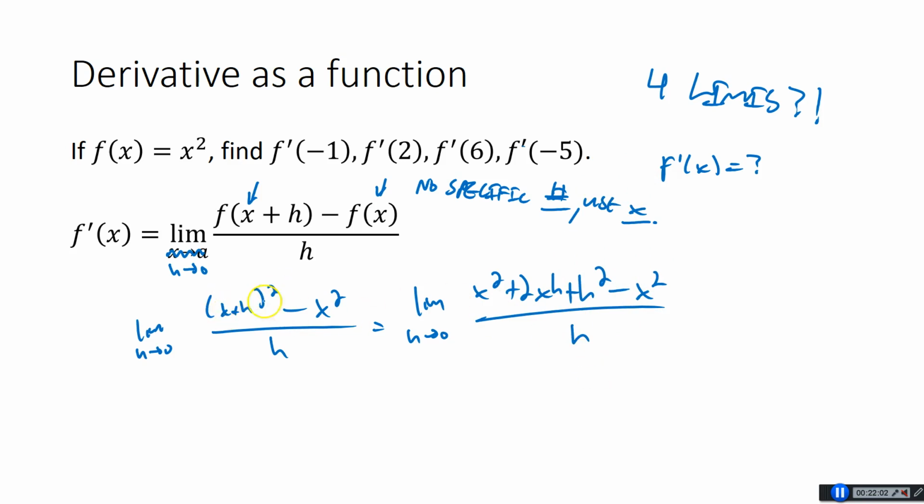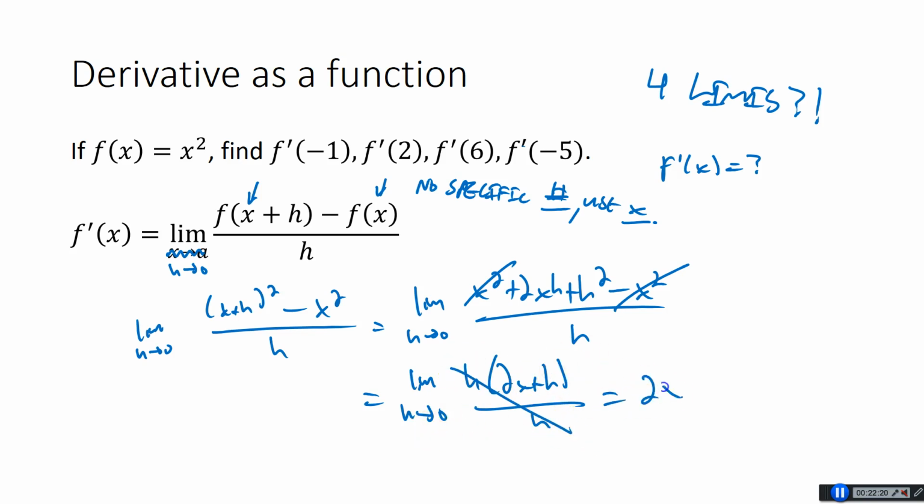People get scared of the x and the h. Just do it. It's just algebra. Just make it happen. The x squareds cancel. Now we share an h on the top. Like I said, that'll always happen. So limit as h approaches 0, h times 2x plus h divided by h. The h cancels. That's the magic step. Now I can plug in 0 for h. This is equal to 2x.